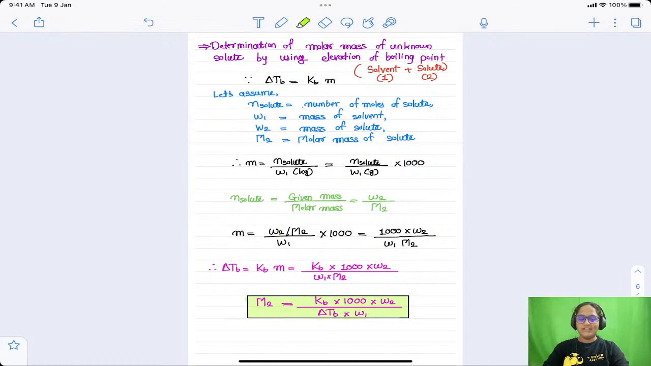So that's all about elevation in boiling point. I hope it is clear to you. If you have any questions related to elevation of boiling point, please let me know in tomorrow's class.